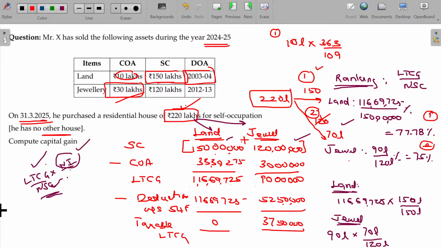But we don't have 270, we have only 220 to be invested. So you can claim that 220 fully for jewelry, partly for land, or fully for land and partly for jewelry. That's your option. But the most suitable option is, you know that this number should be higher to claim more exemption. Long-term capital gain divided by net sale consideration. If this number is higher, to that extent of proportion, you can claim the deductions on your investment. If this is only 10%, you will be eligible for only 10% of investment. If it is 90%, you can claim 90%. Hope now you will be able to understand section 54F. Clear?